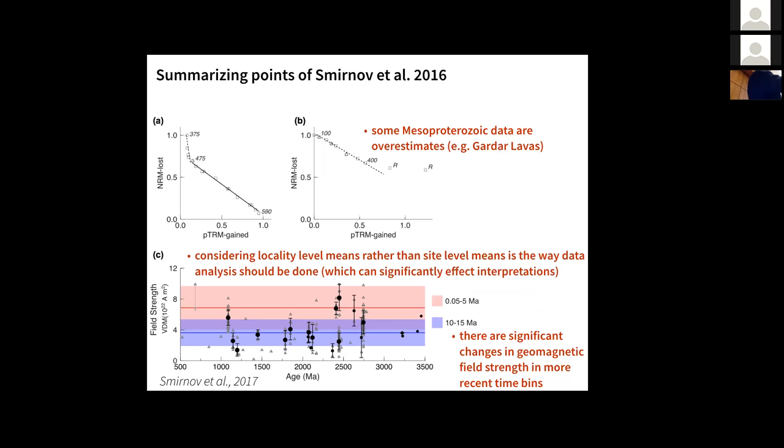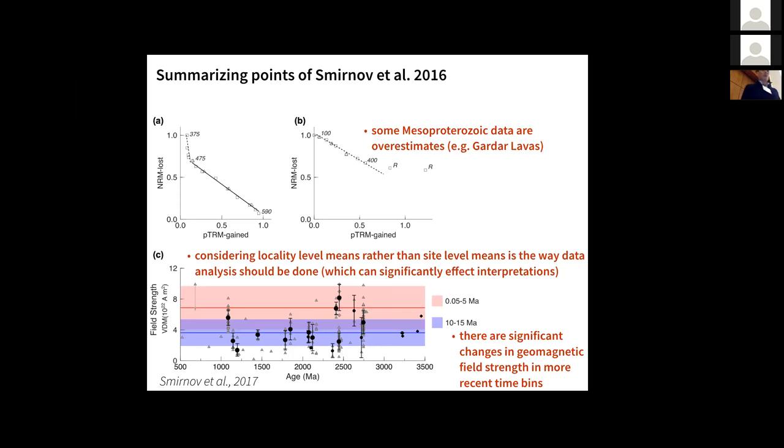The main point that was primarily highlighted associated with that quote is that some Mesoproterozoic data are overestimates. This would be particularly data at 1.3 and 1.1 billion years ago. There are two other arguments here. One, that considering locality level means rather than site means is the way data analysis should be done. This can significantly affect interpretations.